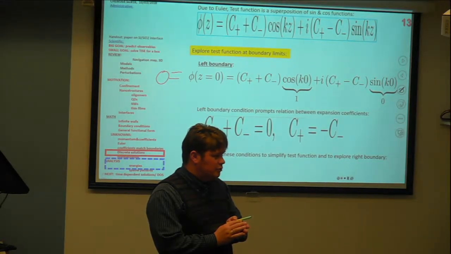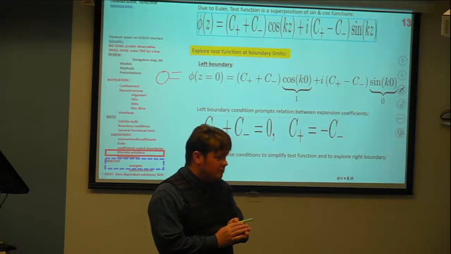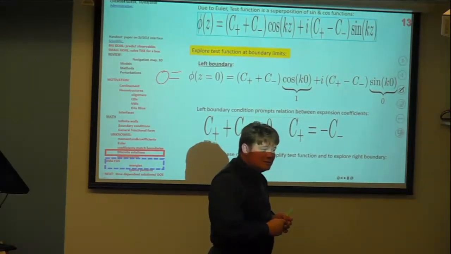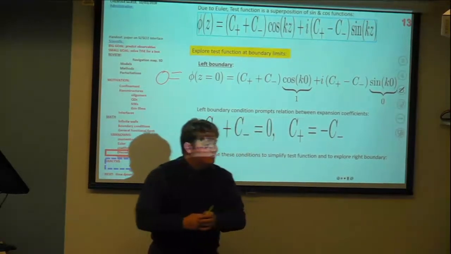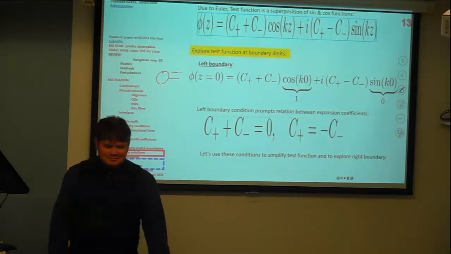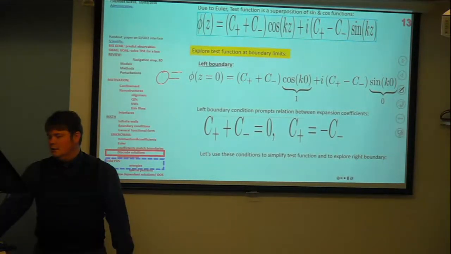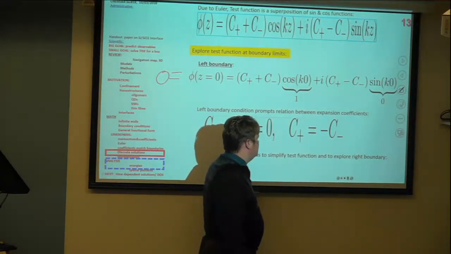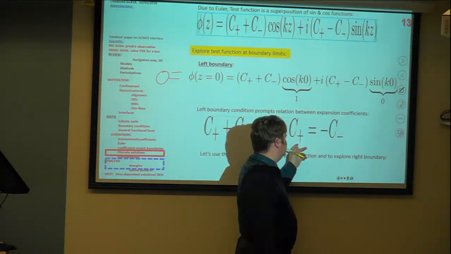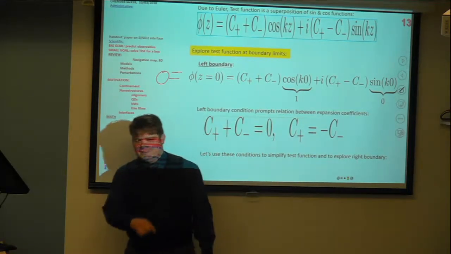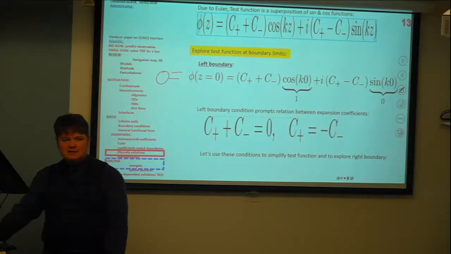Same magnitude, yes. Thank you. And opposite sign. So wherever we have C minus, we can replace it by minus C plus, right? So we do not need to follow two of them. We can use only one of them since they are not independent.